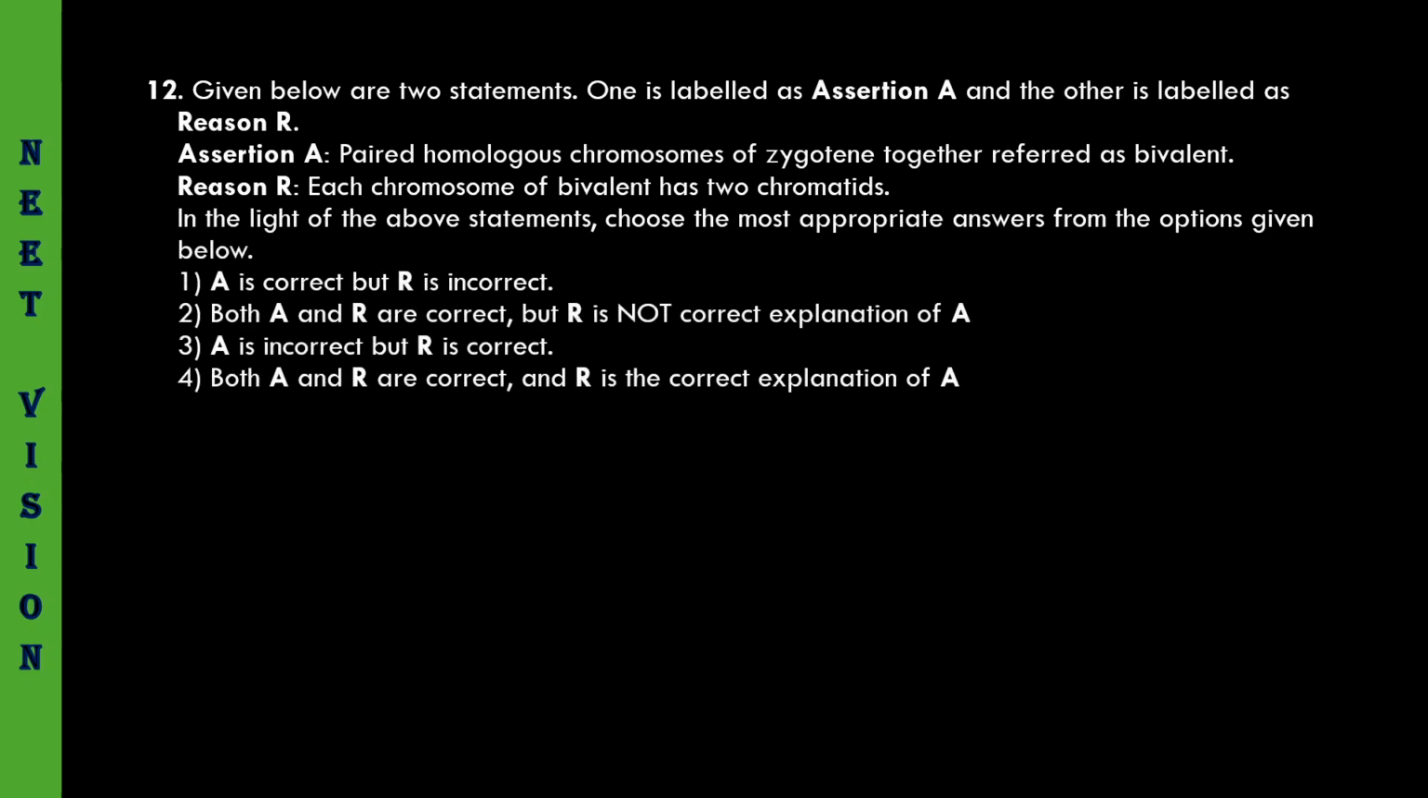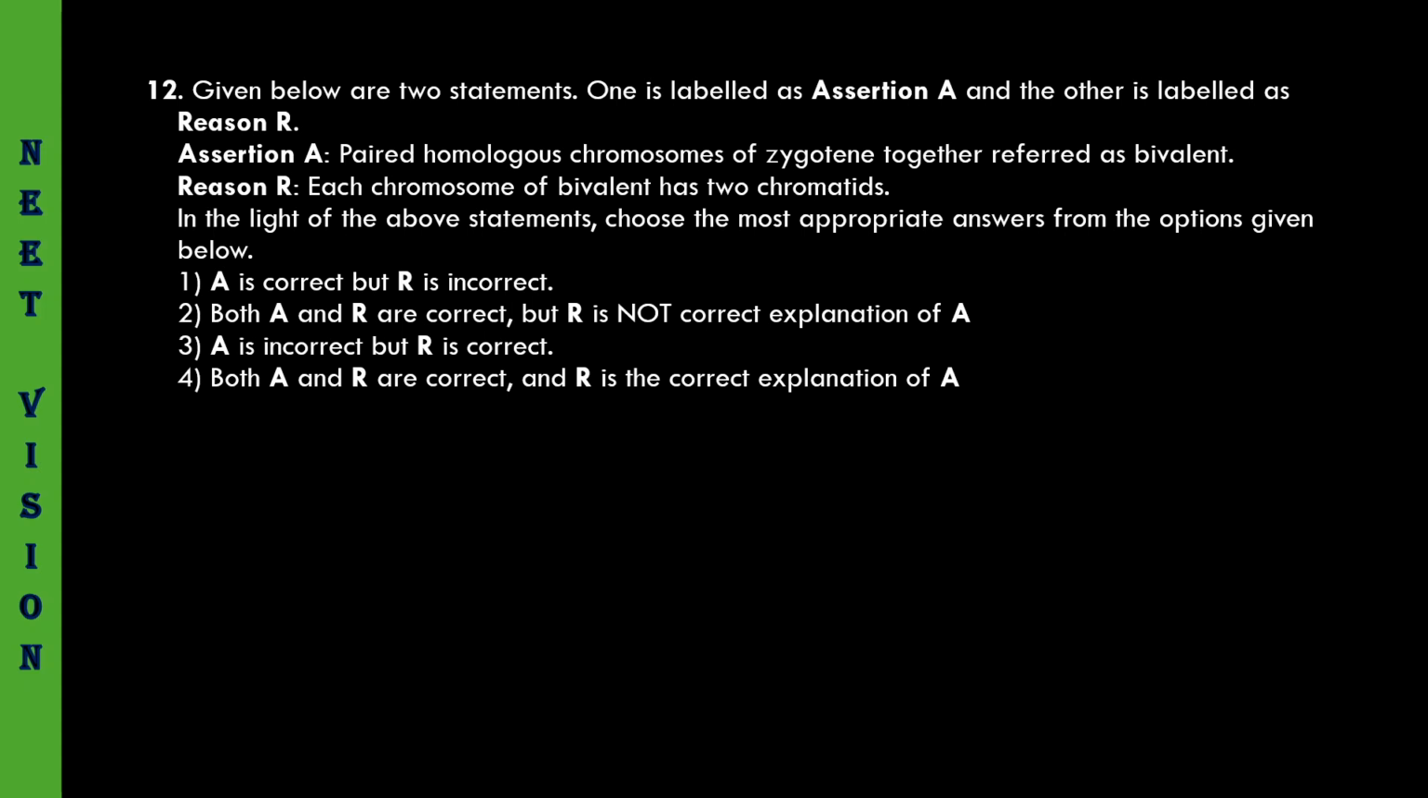The assertion reason time. Let us have a look at it. Paired homologous chromosomes in zygotene together are referred to as bivalent. Absolutely true. Each chromosome of a bivalent has two chromatids. Yes, this is also true. But the reason is not explaining the assertion.